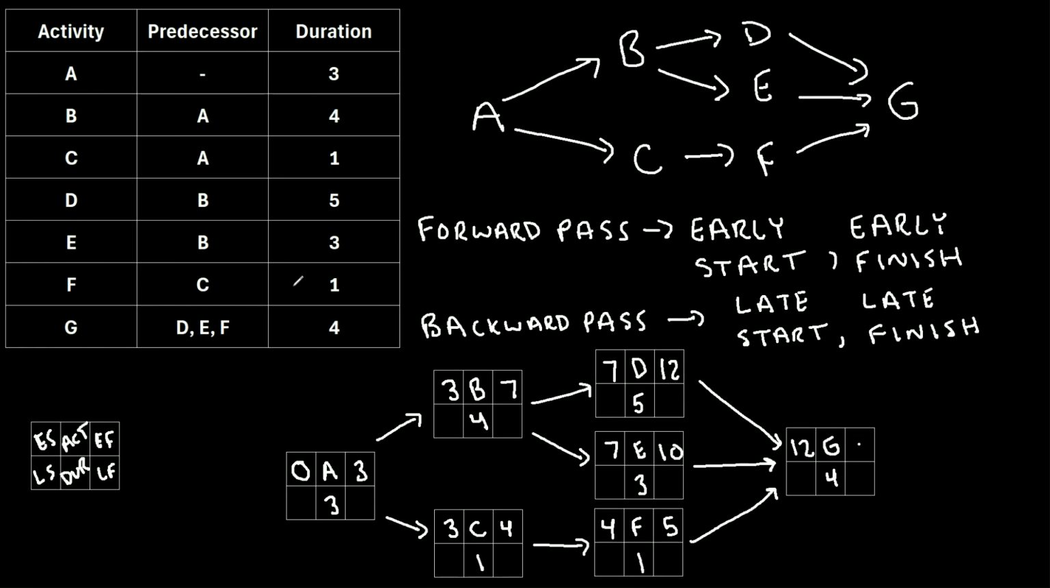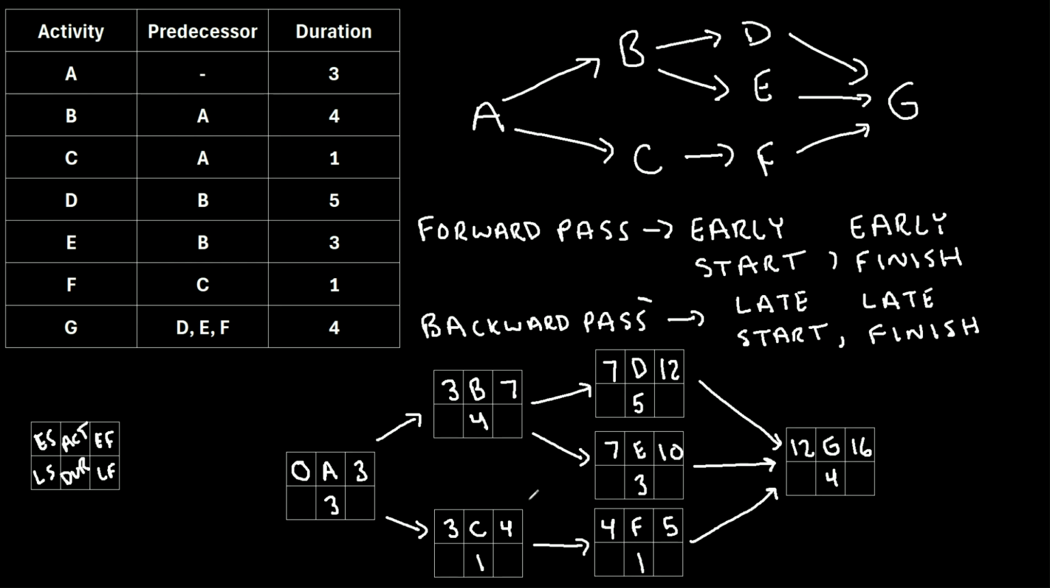And lastly, the early finish for activity G is simply going to be the early start, day 12, plus the duration of 4. 12 plus 4 is 16. So that was the forward pass method, and notice how we just started at the first activity and we moved forward through the diagram to find the early start and the early finish of each activity.